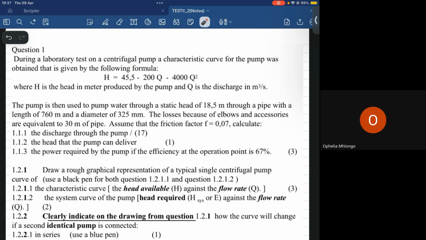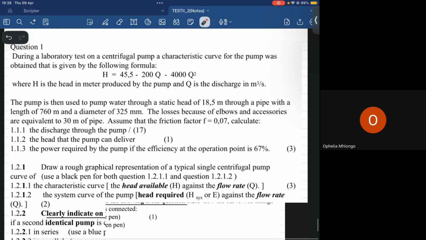Last year we had this same problem, and I remember I used an equidistance scale of 0.01 for the volumetric flow rate. So I will be using the very same equidistance scale to generate these readings of the characteristic curve as well as the system curve. Without any loss of time, let's start.